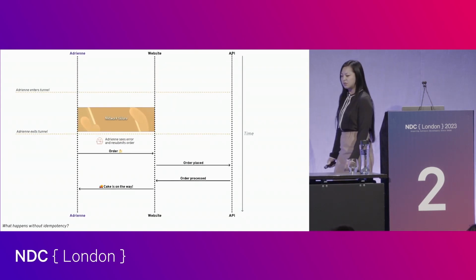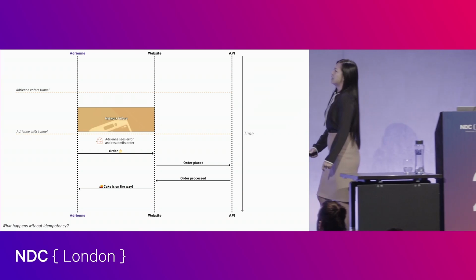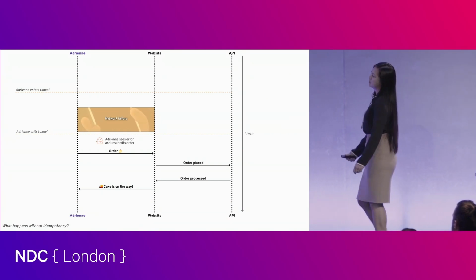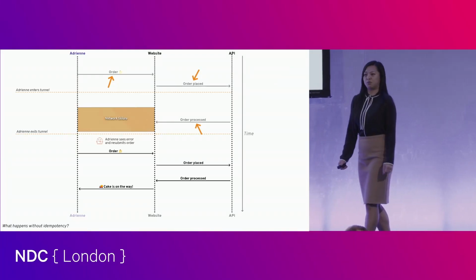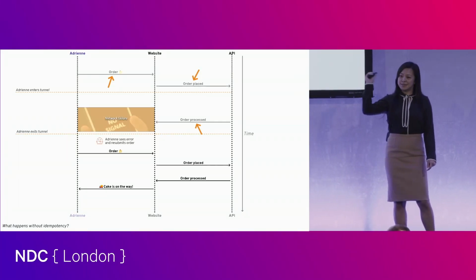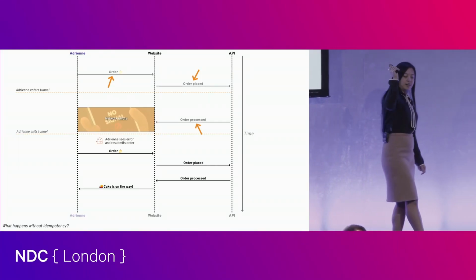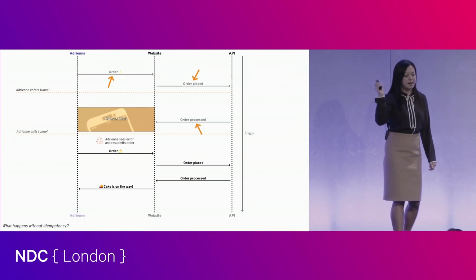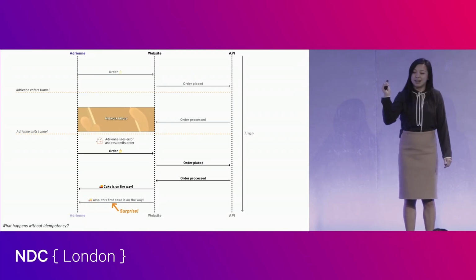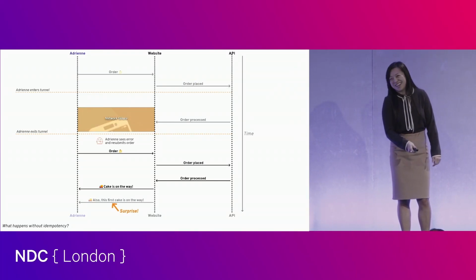But if you don't, let's zoom out a bit and take a look at what has actually transpired. Because this first order, the one that I placed before going into the tunnel, is still a valid request. That is still being processed. That cake is still being made. And so I'm going to get this cake, but I'm also going to get this first cake.